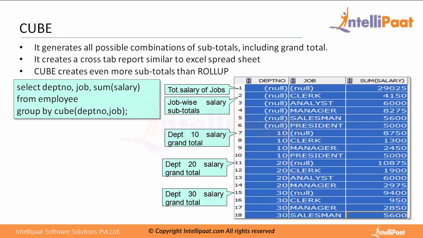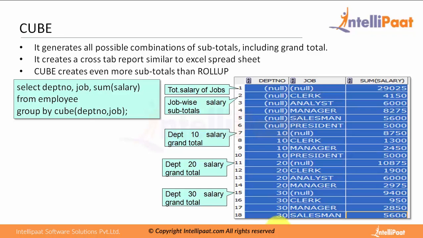So in the earlier case, we got the subtotal only for department or only for job. But here, you are getting the subtotal for a job as well as a department. For both of them, it is giving. That's what I can say, it is generating the output as a crosstab report similar to an Excel spreadsheet. In the Excel spreadsheet, you can see the x-axis and y-axis. The subtotals you can see from the intersection of x and y, or only x or only y. It is the same thing.